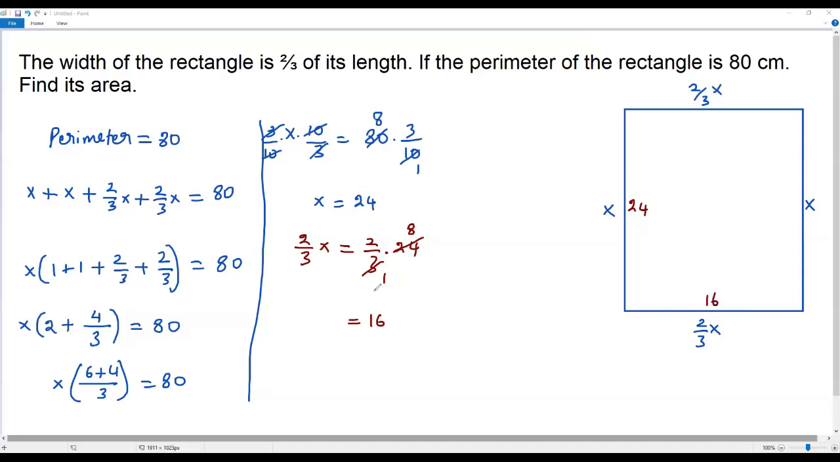Okay, now I have the length of the rectangle 16 centimeter and width of the rectangle 24 centimeter. I can find the area of the rectangle. What is the formula for area of a rectangle? Length times width. So length is 16 and width is 24. So we have to multiply them. So when I multiply 16 and 24, I am getting 384. So 16 is in centimeters, 24 is in centimeters. When I multiply them, it will become centimeter square. So the area of the given rectangle is 384 square centimeter.